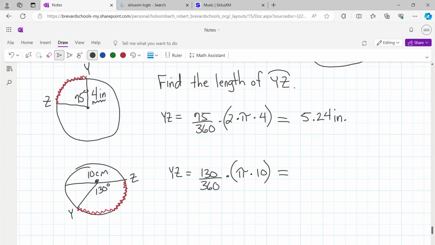So 130 divided by 360, equal sign, times pi button, times 10, equal sign. And you should get 11.34. Our diameter is in centimeters, so we are in centimeters. Anybody have any questions on finding arc length?